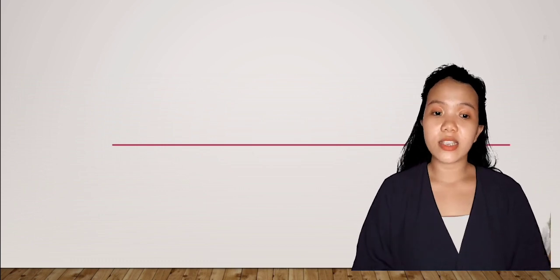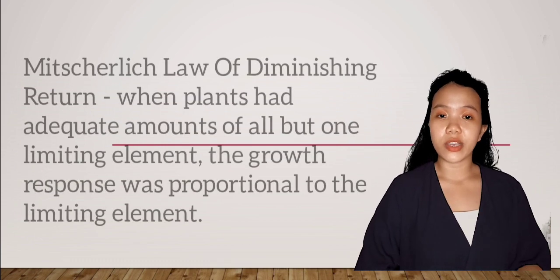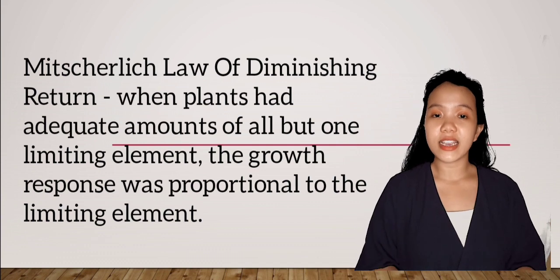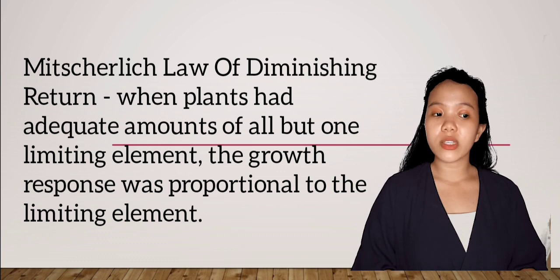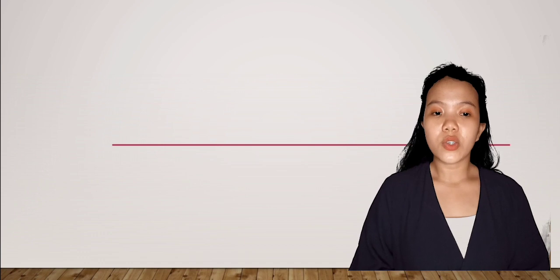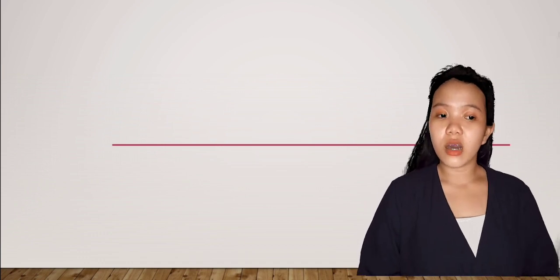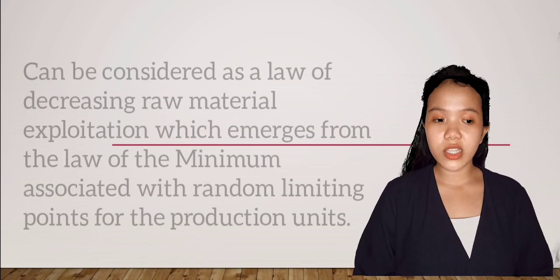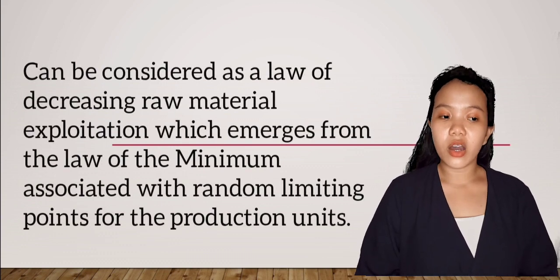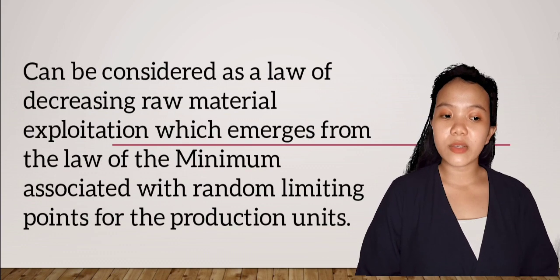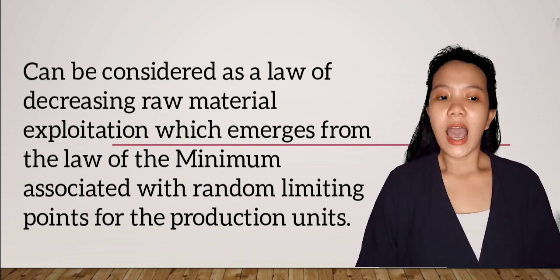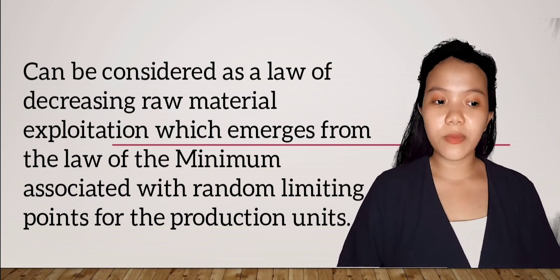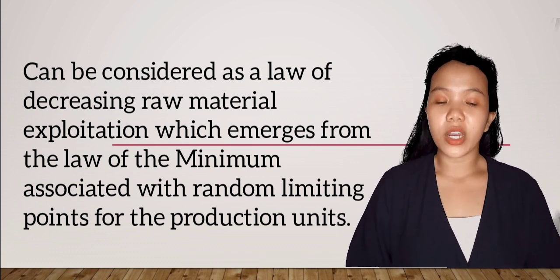The third one is Mitscherlich law of diminishing return. When plants had adequate amounts of all but one limiting element, the growth response was proportional to the limitation element. So, Mitscherlich's law of diminishing return can be considered as a law of decreasing raw material exploitation which emerges from the law of the minimum associated with random limiting points of the production units.